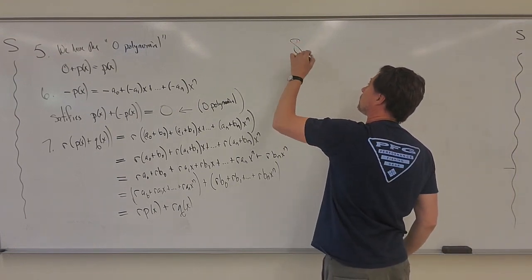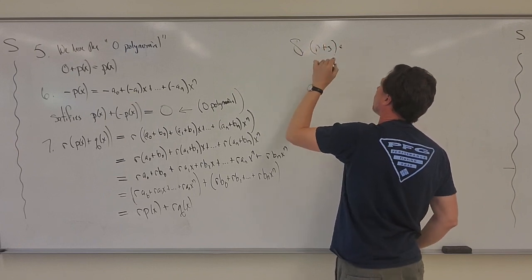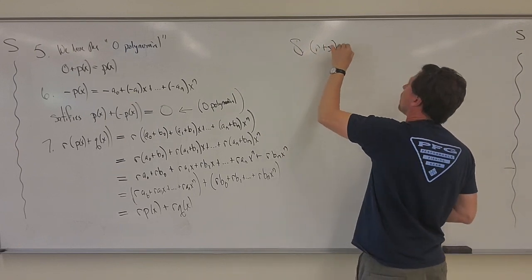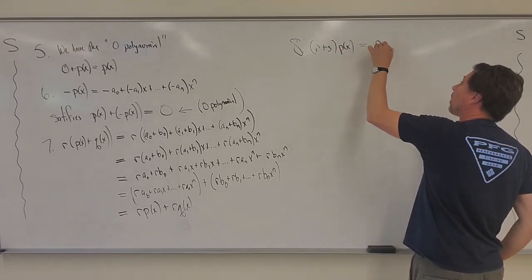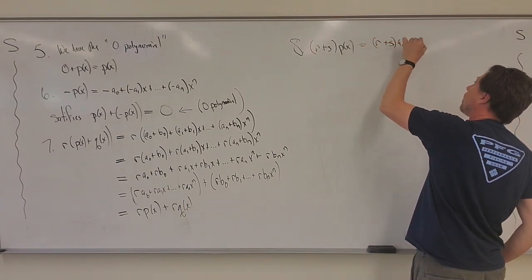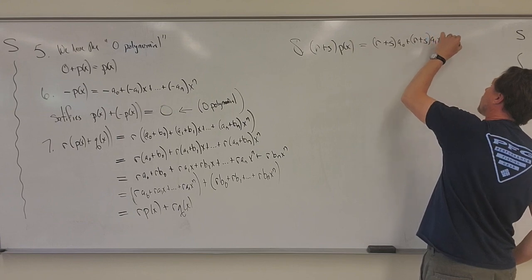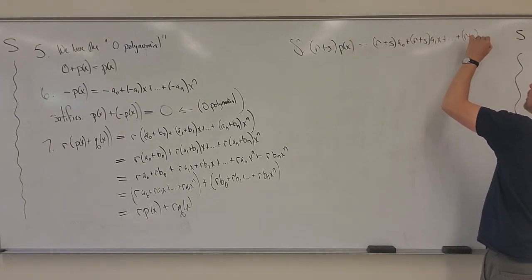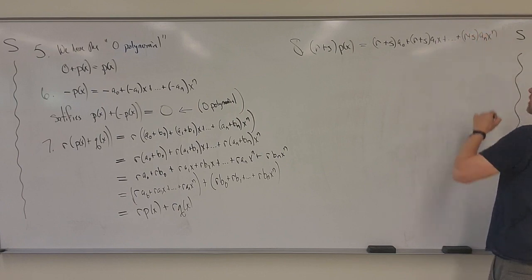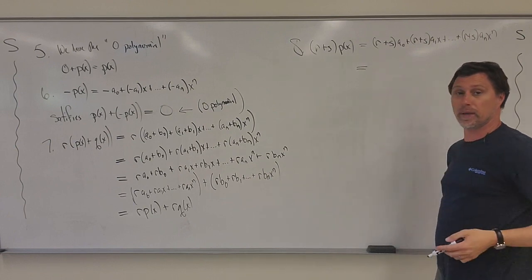Property 8. Let's see now. If I do r plus s times p of x, that will be r plus s times a0 plus r plus s a1x plus dot dot dot r plus s a sub n x to the n. That's just the definition of scalar multiplication.